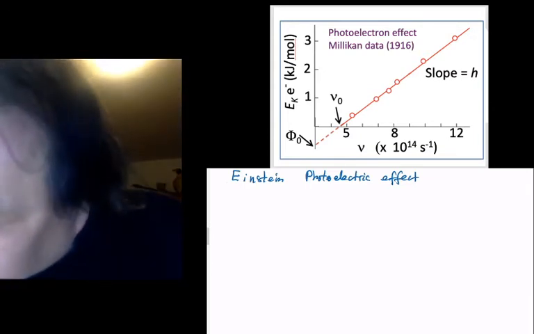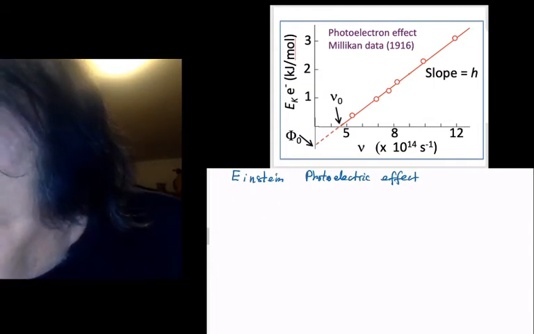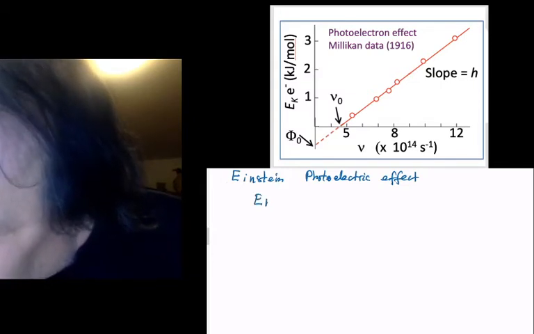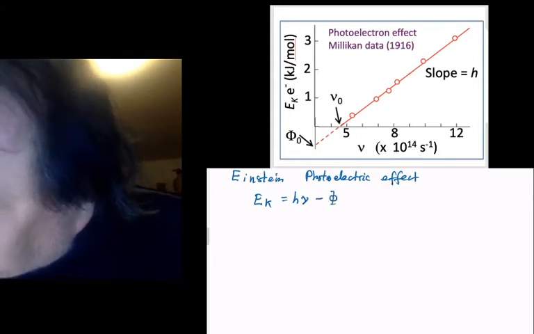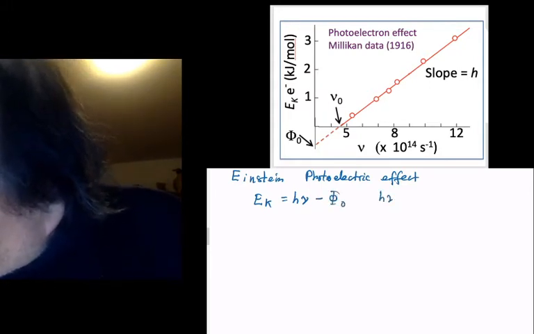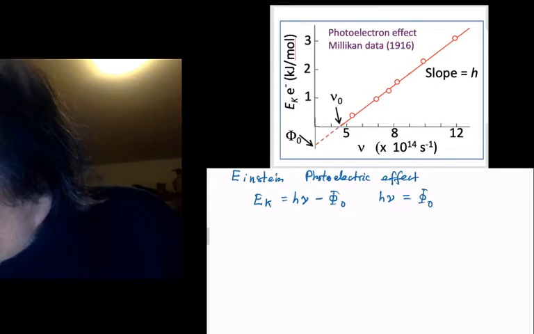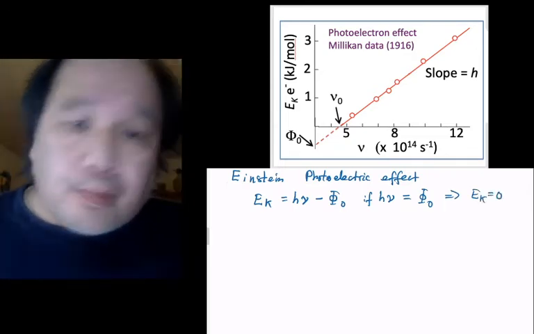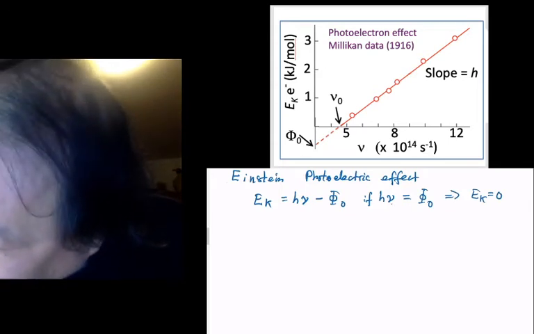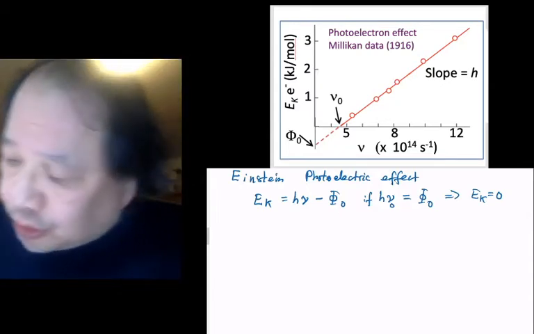So we have E_k equals h nu minus phi 0. And when h nu equals phi 0, then E_k equals 0. That means you're just at the point that you're about to release an electron, and that's called h nu 0, the threshold frequency.